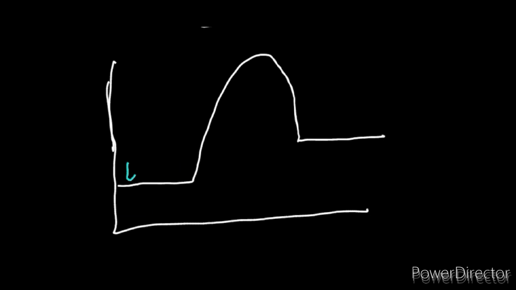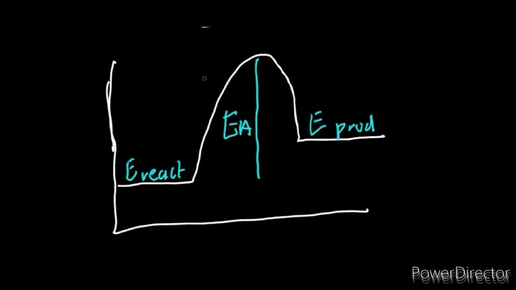So this is the energy of the reactants. And then notice that this part, after the whole reaction has taken place, is actually the energy of the product. Now this space is called the activation energy, also known as EA. And then the highest point on the graph is called the activation complex.